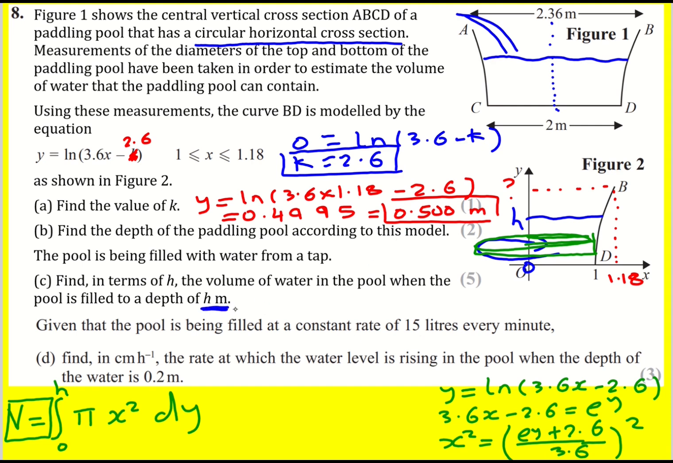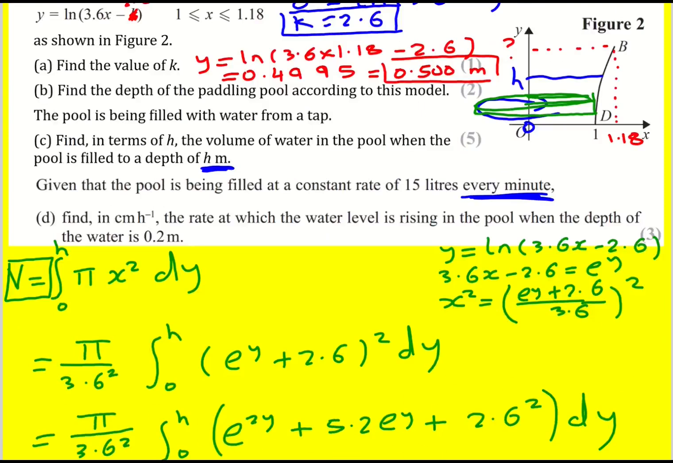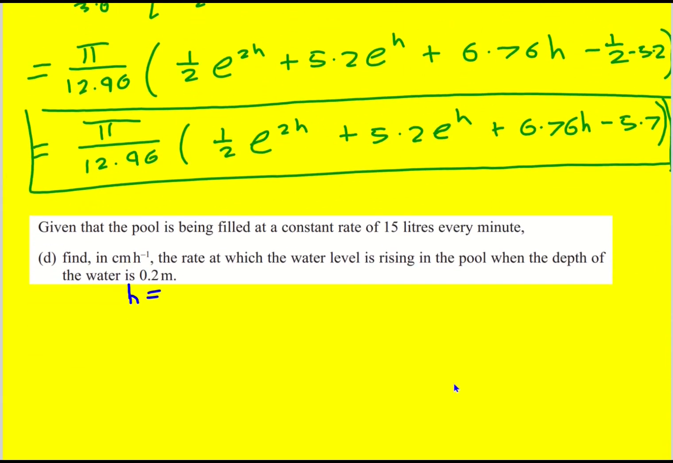So h was in meters, and time is not actually in our equation so far, but it's coming in here: every minute. But we want it in hours, so there's a bit to do here. 15 liters. Now, 1 liter is 1,000 centimeters cubed, or 1,000 milliliters. A milliliter is a centimeter cubed. So this is going to be 15,000 centimeters cubed every minute.